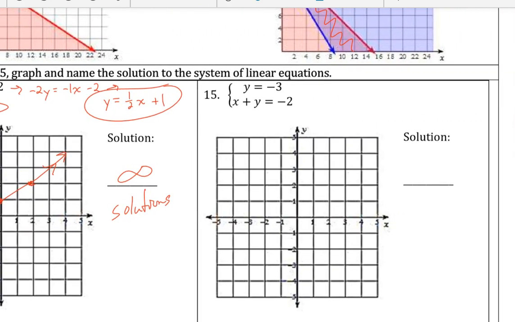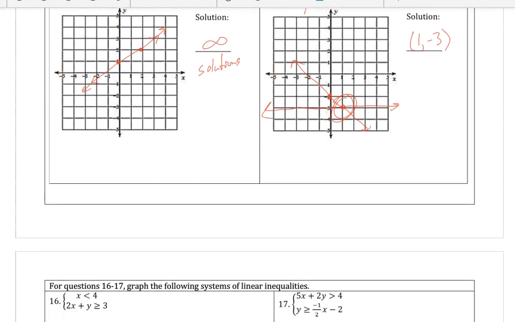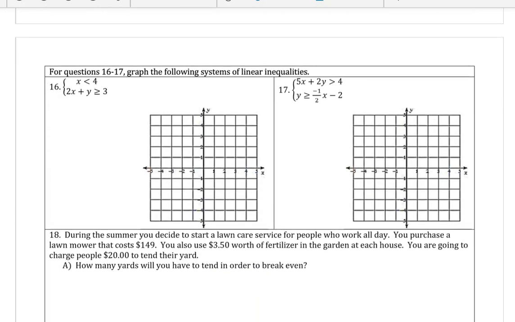Here I have y is equal to negative 3, so that's a horizontal line here. And then if I solve this one for y, I'd have negative 1x minus 2. So our solution for that one would be this point here where they intersect, and that's at 1, negative 3. Alright.